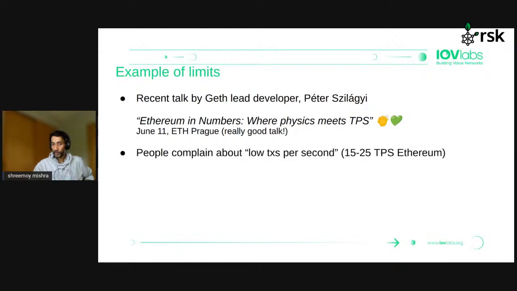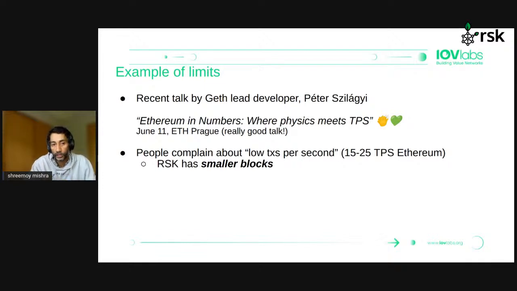So one of the things that Peter brings up is people new to the blockchain space always complain about the low transactions per second. For example, Ethereum currently processes anywhere around 15 to 20 transactions per second, compared to, say, a Visa or MasterCard network, which can process tens of thousands of transactions in a second. And that 15 to 25 figure is for Ethereum.